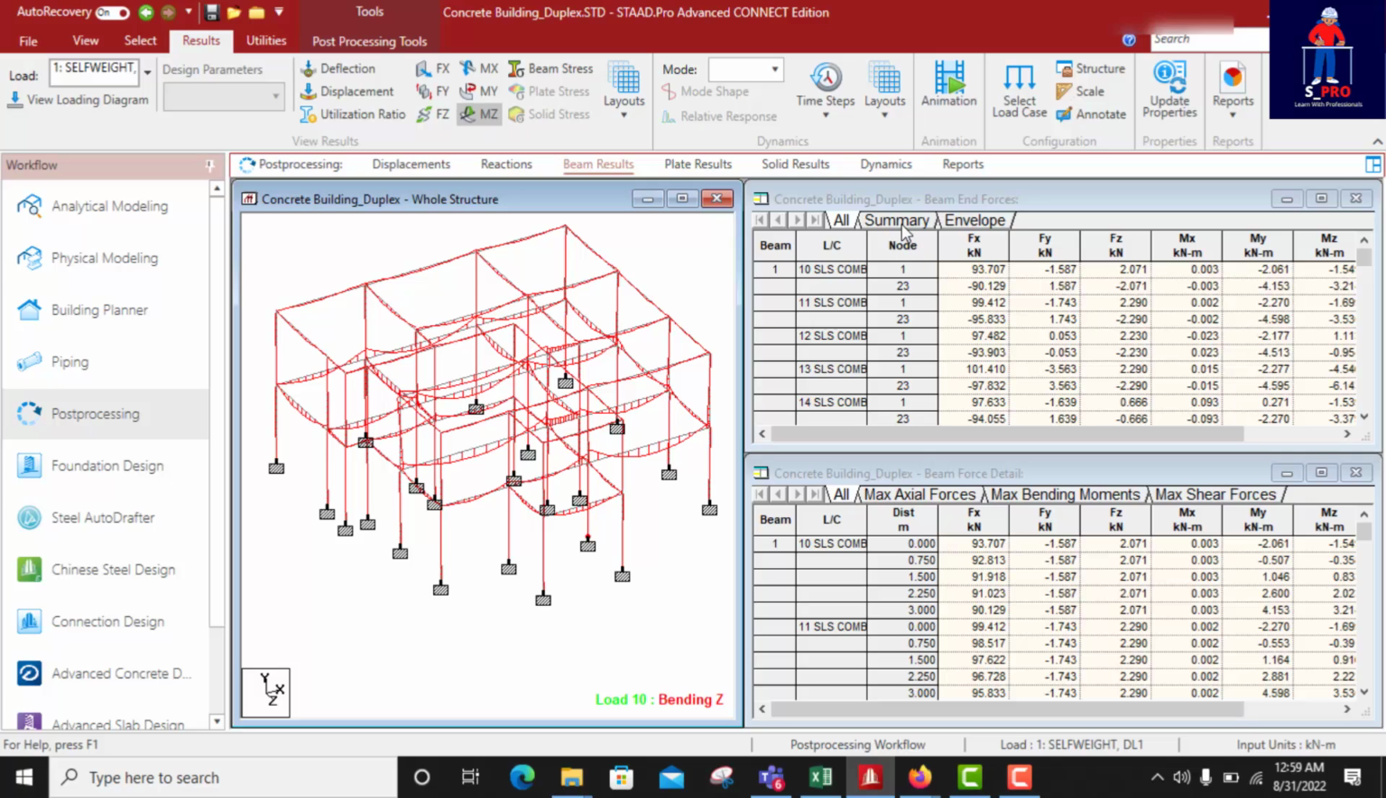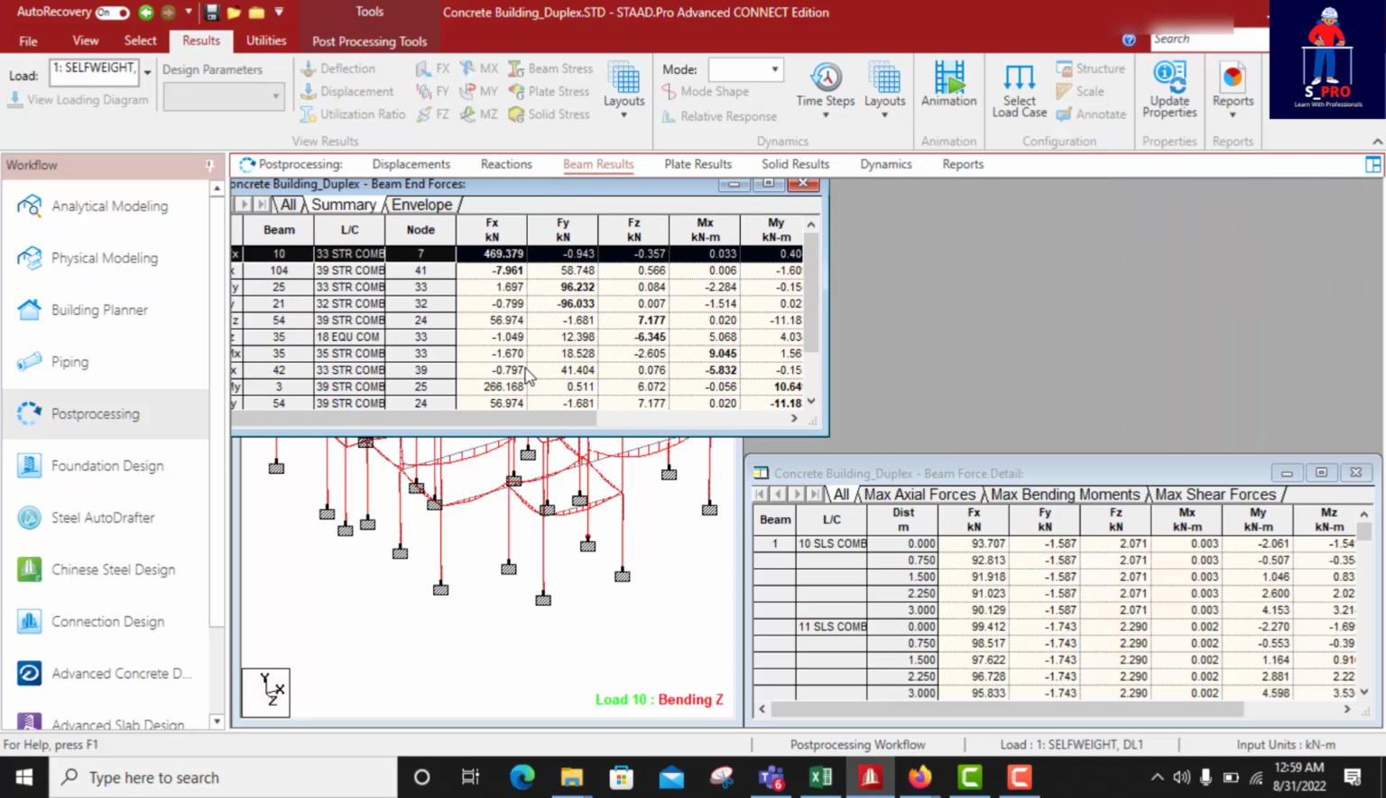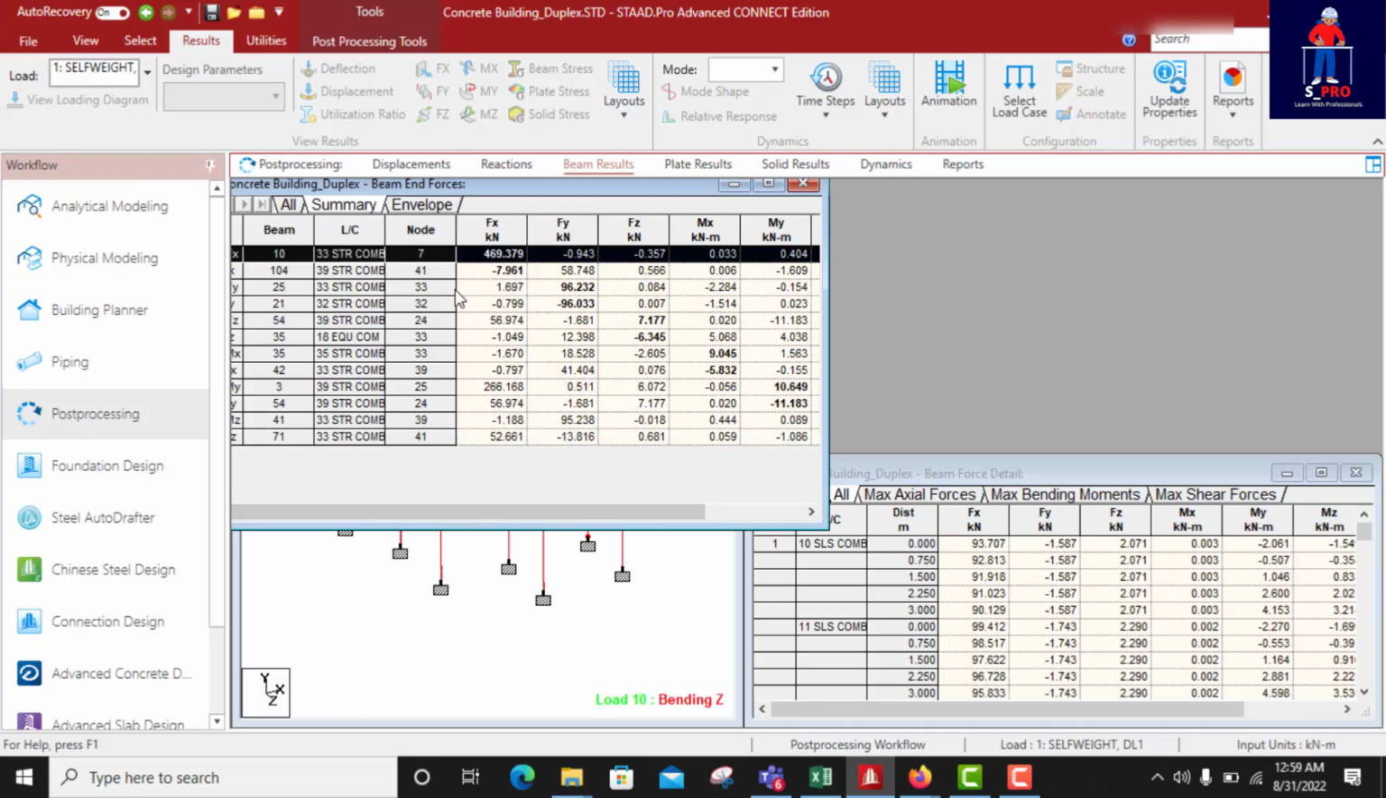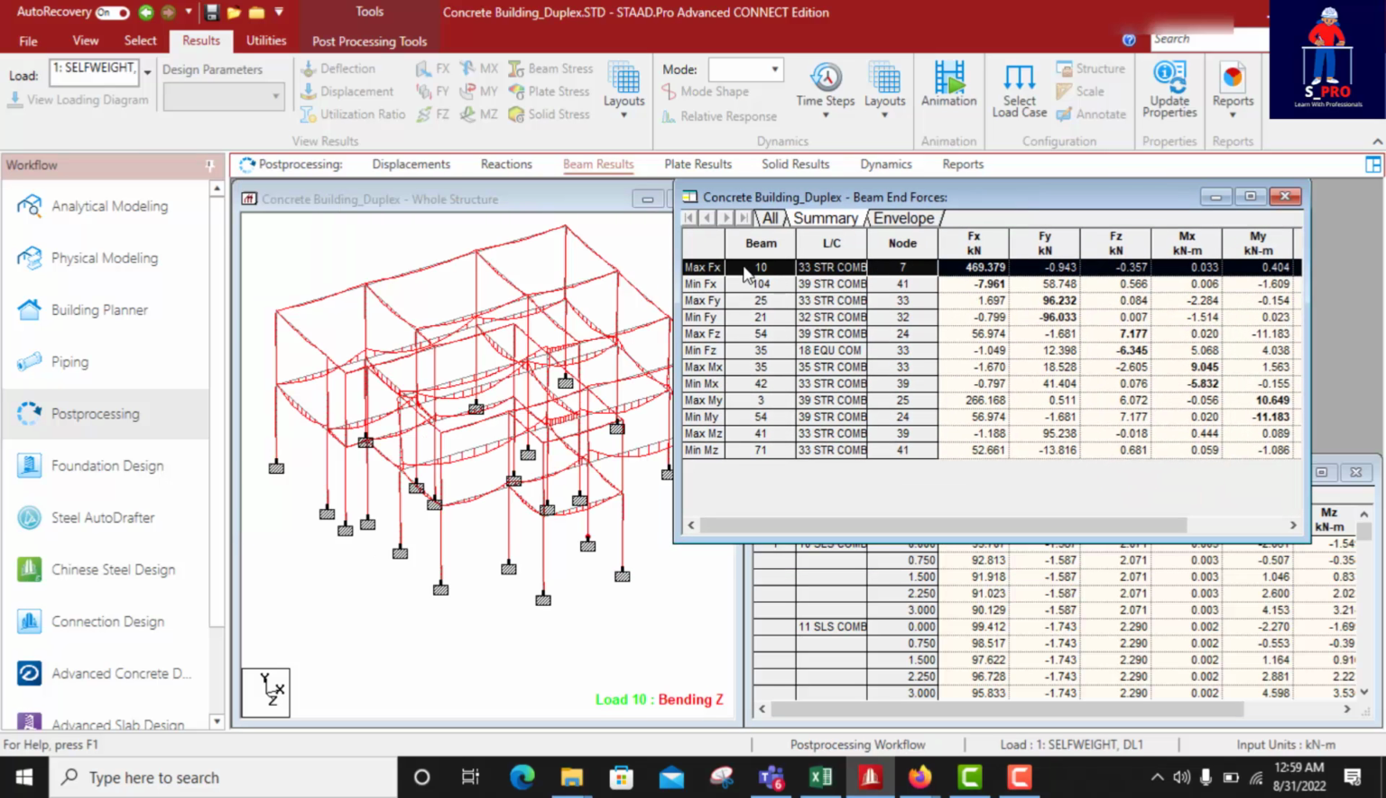So for the MZ, if you click on summary, you can see the maximum moment for the beams. So this one is on the column, the maximum moment on the column. So the software is going to use this moment here to design this column and provide reinforcement for it. You can even use it to design all the vertical force. Yeah, sorry, vertical force, not moment. So that's that.